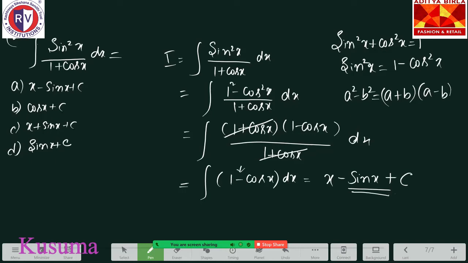So there is a minus, right? So if you resolve this into separate terms, we will write it as the integration of dx minus the integration of cos x dx. So if we integrate this, what do we get? The first term gives x, there is a minus here, and the integration of cos x is sin x, plus the integration constant c. So option A is the answer.